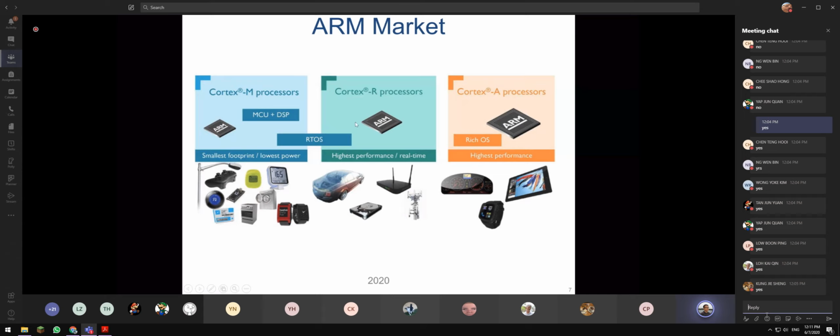The Cortex-R processor is a bit higher performance. Both of these processors can normally run using an RTOS, real-time operating system. The more advanced ARM processor is the Cortex-A. They always have a rich OS, which means you can install Microsoft Windows or Linux on that particular platform. An example of Cortex-A is the Raspberry Pi.